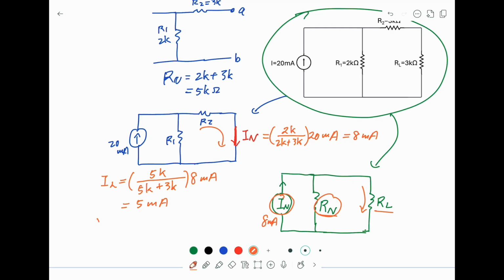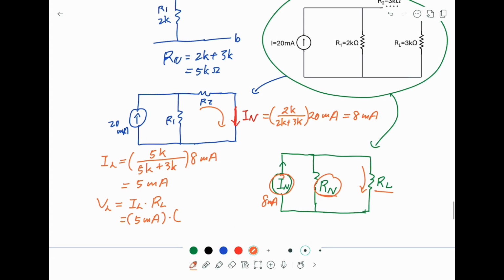And the voltage across the load resistor we can find from IL multiply RL. It means 5 milliamp times 3k ohm, and it is equal to 15 volt.